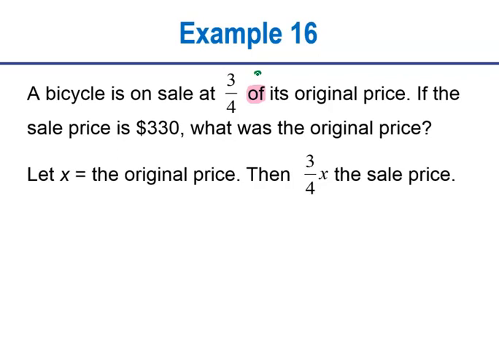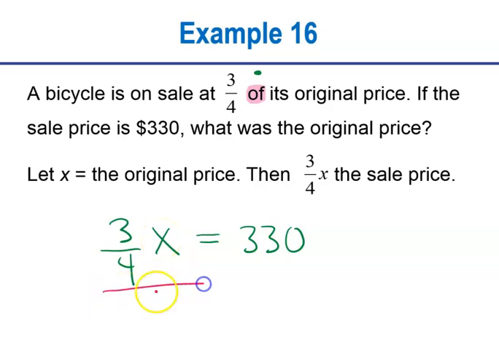Okay, now notice they set us up already. Let X be the original price, because we don't know that, right? So if we take 3/4 of the original price, that's saying 3/4 X equals the sale price, 330, then we need to solve this equation. Now to get this X by itself, I'm going to show you a trick. We're going to divide this side by 3/4 and divide this side by 3/4.